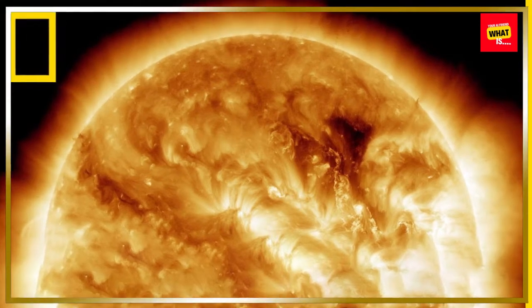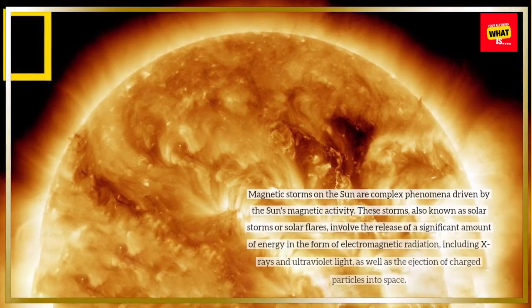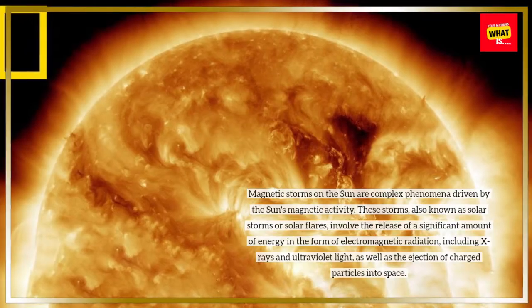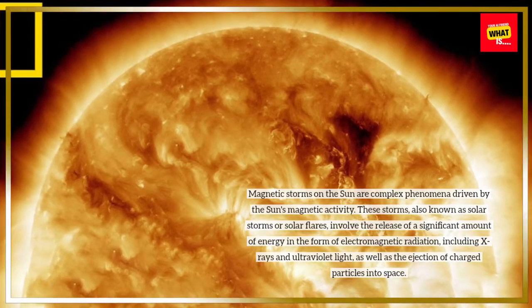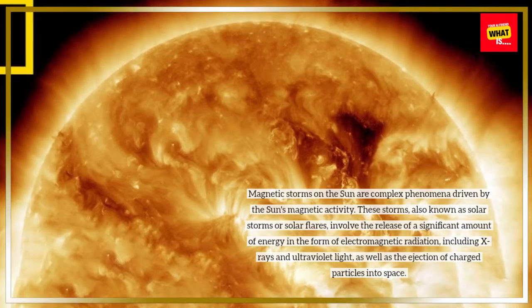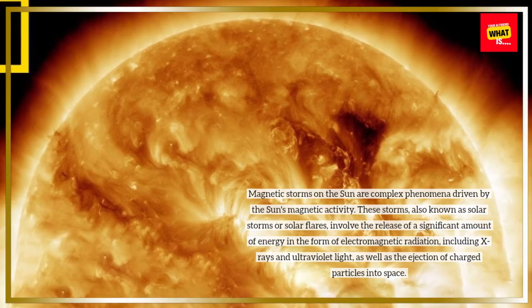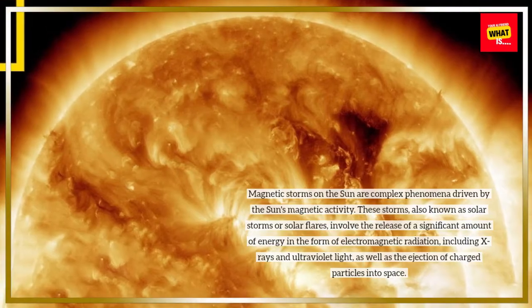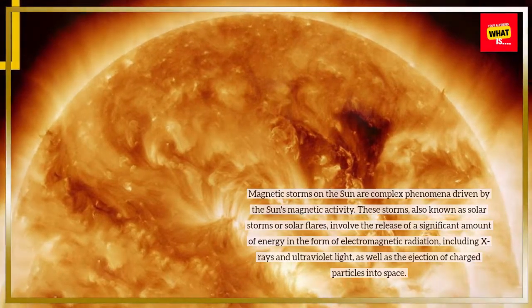Magnetic storms on the Sun are complex phenomena driven by the Sun's magnetic activity. These storms, also known as solar storms or solar flares, involve the release of a significant amount of energy in the form of electromagnetic radiation, including X-rays and ultraviolet light, as well as the ejection of charged particles into space.